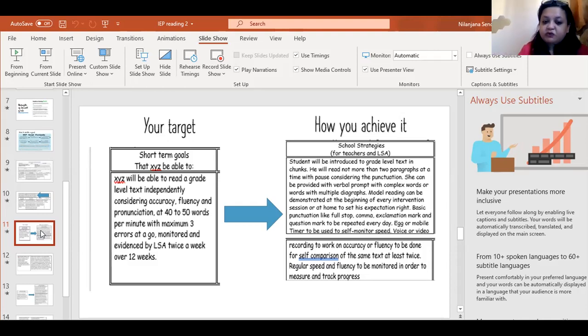So 40 to 50 words per minute with maximum 3 errors at a go, which means in a minute, they're allowed to make 3 errors or maybe in that session also. But then that's a little tight thing. But then, okay, we can show progress over a period of time. We can show that actually it has happened, that this is a goal.